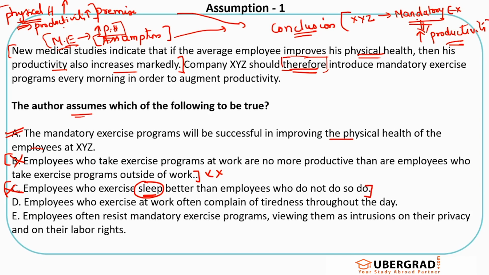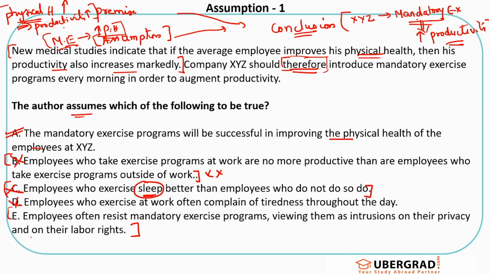Employees who exercise at work often complain of tiredness throughout the day. And if you ask me, this is actually countering it. It's weakening the argument. It's basically saying don't implement the exercise part, because that is going to affect the people in a negative way because they get tired. So you are actually demotivating. So this is also wrong.